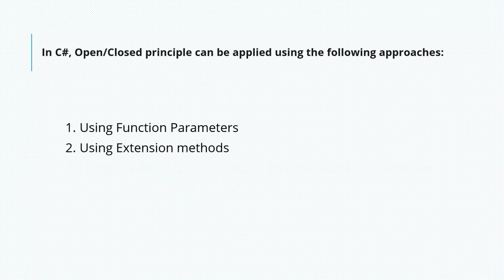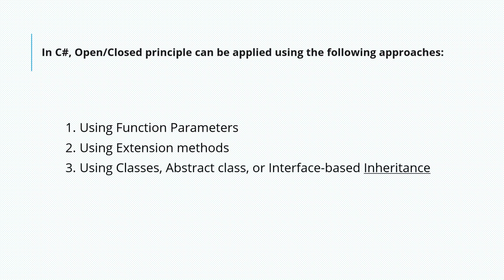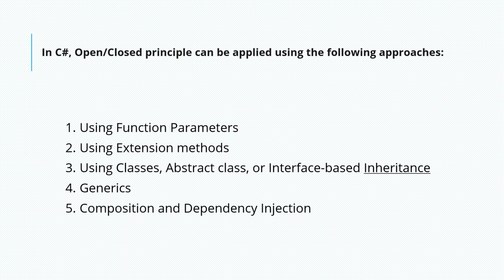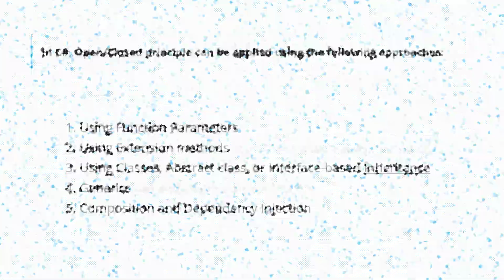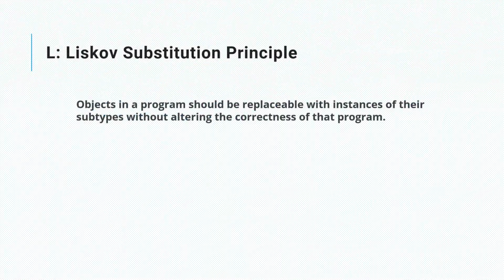In C#, the open/closed principle can be applied using the following approaches. 1. Using function parameters. 2. Using extension methods. 3. Using classes, abstract class or interface-based inheritance. 4. Generics. 5. Composition and dependency injection.